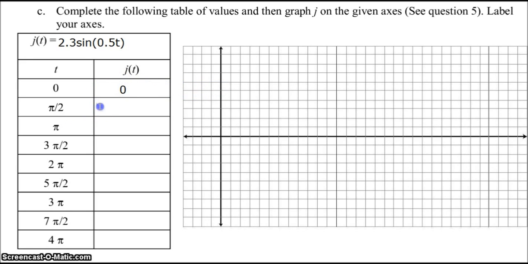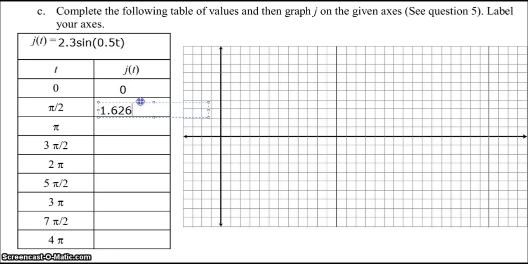If we plug pi over 2 into that function, I think something slightly different happens. 2.3 sine of 0.5 times pi over 2. Let's see, a half divided by 2 is a fourth, so we really have pi over 4. Now, sine of pi over 4 isn't at 90 degrees, it's at 45 degrees, and the value of sine of pi over 4 is square root of 2 over 2. If we multiply that by 2.3, we just get some weird decimal number, not the same thing as we've been getting, 1.626.